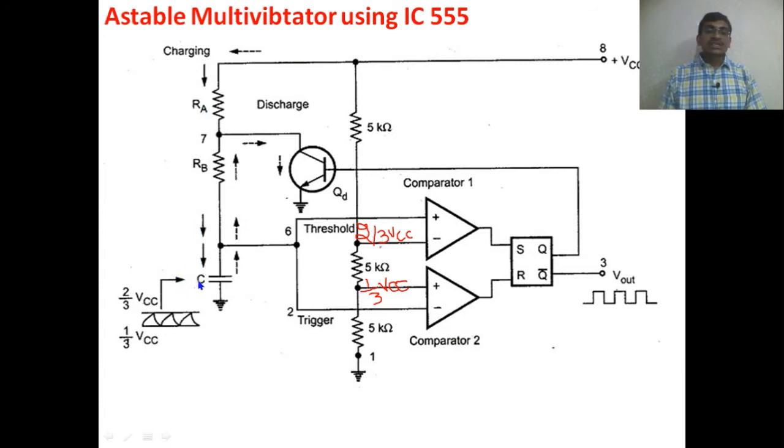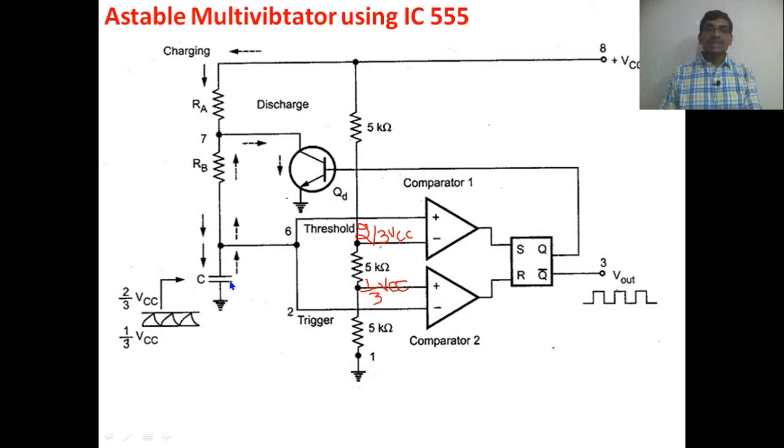Again, if the charging voltage reaches 2/3 VCC, then the upper comparator sets and the output will go to 0. When the discharging voltage reaches 1/3 VCC, the lower comparator sets and the output will be 1, and the capacitor will start charging. This operation works continuously. That's why it is called an astable multivibrator, and the astable multivibrator output is a square wave.